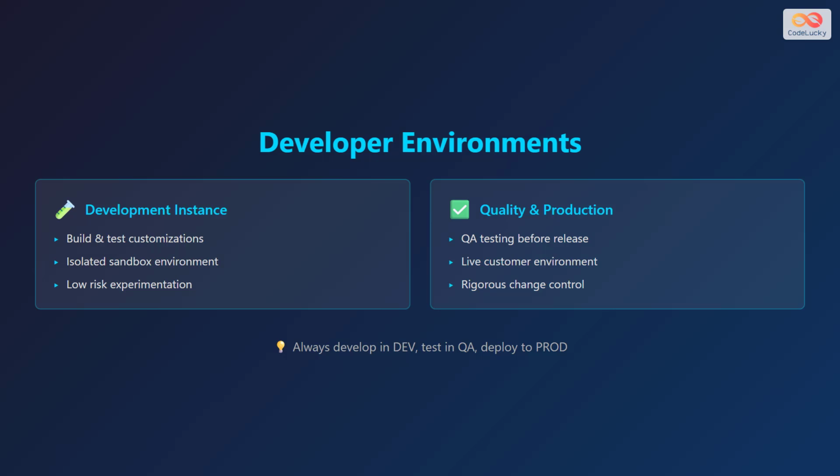As a ServiceNow developer, you'll work with different environments. Your development instance is a sandbox where you can build and test new features without affecting real users. Think of it as a playground where experimentation is safe and encouraged. When you're ready, you move code to a quality assurance instance for thorough testing. Finally, when everything is verified and working perfectly, you deploy to the production instance, which is the live environment where actual customers use the system. Always develop in development, test in quality assurance, and deploy to production. This protects your organization from broken features affecting real users.